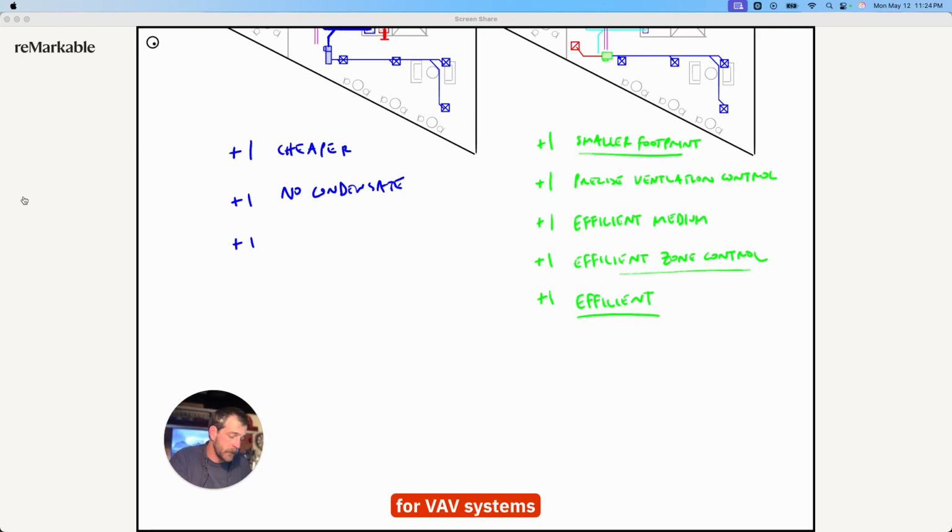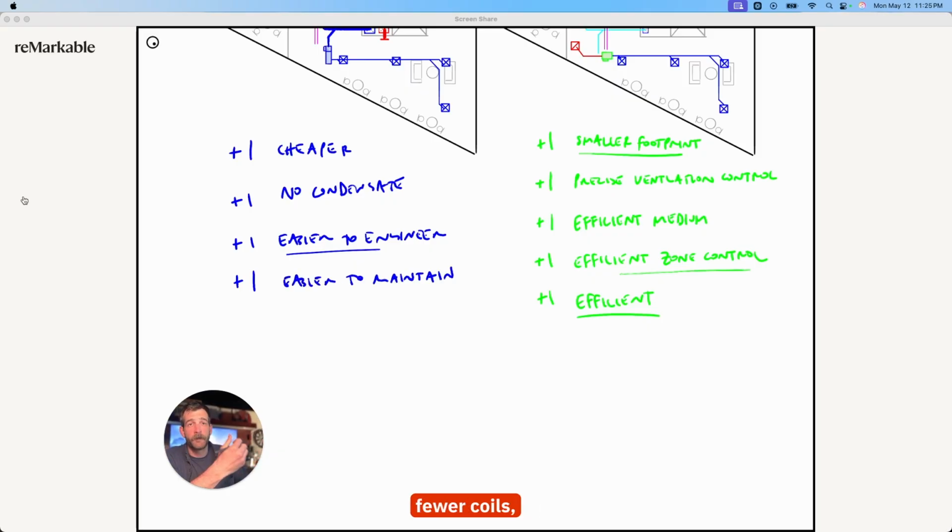Another +1 for VAV systems is they are easier to engineer. With VRF systems, you need to be more precise with your load calcs. You have to pay attention to your ambient temperatures because that will affect the VRF capacity. You also need to account for the maximum allowable length in the VRF lines, which with rises and drops and fittings, that can get really muddy. And you need to run maximum allowable leakage calcs for refrigerant. So VAVs are just easier to design. With that, VAVs are easier to maintain. Fewer coils, fewer fans.